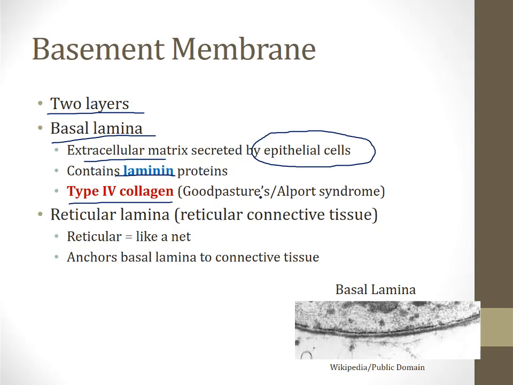So for example, in the videos in the renal section on the nephritic syndrome, I talk about Goodpasture syndrome and Alport syndrome, and these are both related to abnormalities of type 4 collagen found in the basal lamina of the basement membrane. The other layer of the basement membrane is called the reticular lamina. It's also sometimes called the reticular connective tissue. The word reticular means like a net, and this is a net of connective tissue that anchors the basal lamina to the underlying connective tissue beneath the basement membrane.